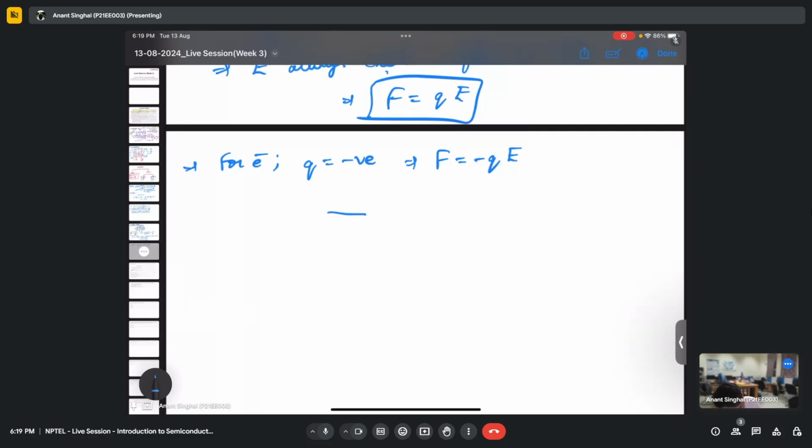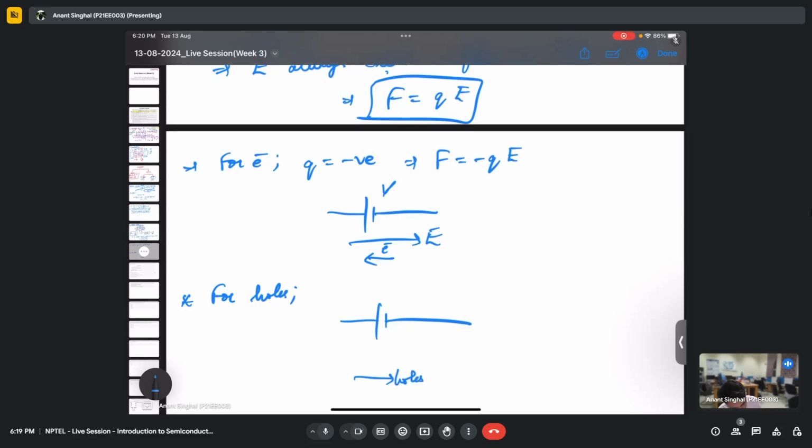Let's say I have a battery. We know that electrons move from the negative to the positive terminal, so the direction of electric field will always be like this. Similarly for holes, let's say holes are moving from the positive to the negative electrode. So the electric field is always in the direction of holes. These are the very basics of electric field.